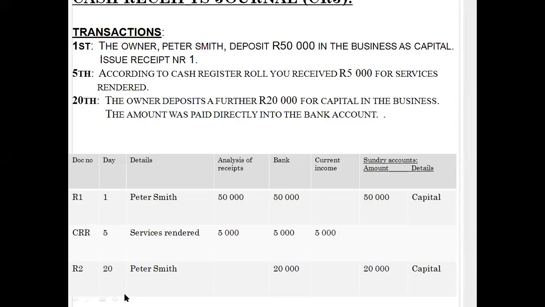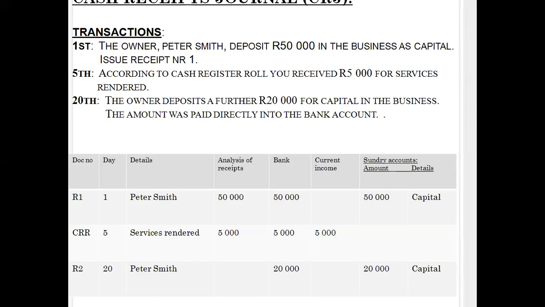Right, let's look at some examples. There are 3 transactions, and you will see I've already entered them into the CRJ there for you, so we're going to work through them. If we take the first transaction, that is on the 1st, so there's your date. The owner, Peter Smith, deposited 50,000 at the business as capital. Issue receipt number 1.